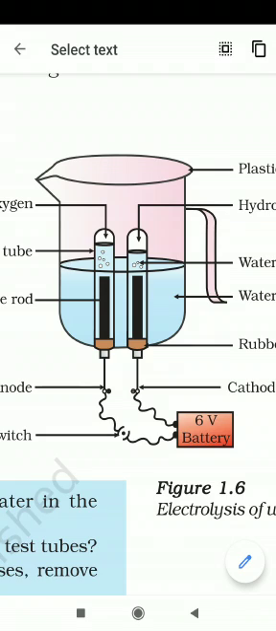This gas is hydrogen, because in water, what is the formula? H2O: 2 hydrogen, 1 oxygen. Children, in water we have almost double the volume of hydrogen as compared to oxygen. So more water is displaced, or we can say that at the cathode double the volume of water is displaced by hydrogen as compared to oxygen. But children, this is not a confirmation test for the released gases H2 and O2.